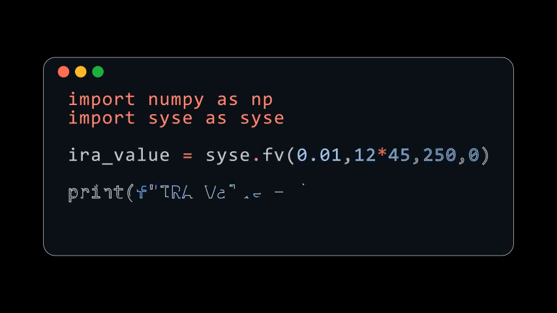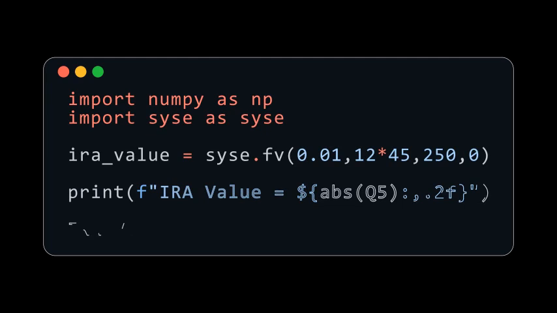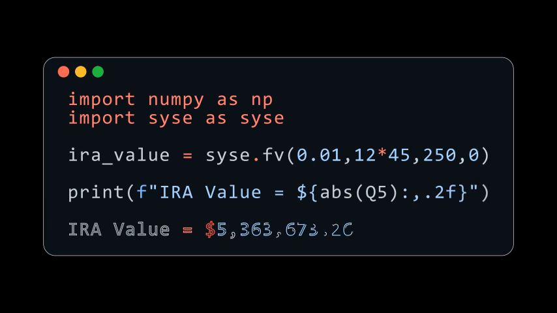Note that an absolute function was added to the print statement to deal with negative values. After the function is called, that gives us a value of $5,363,673.26. An IRA with over $5 million? Not too shabby.